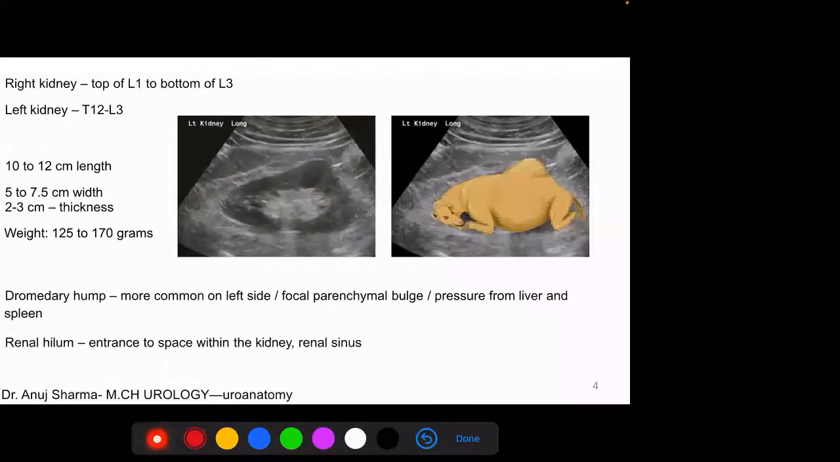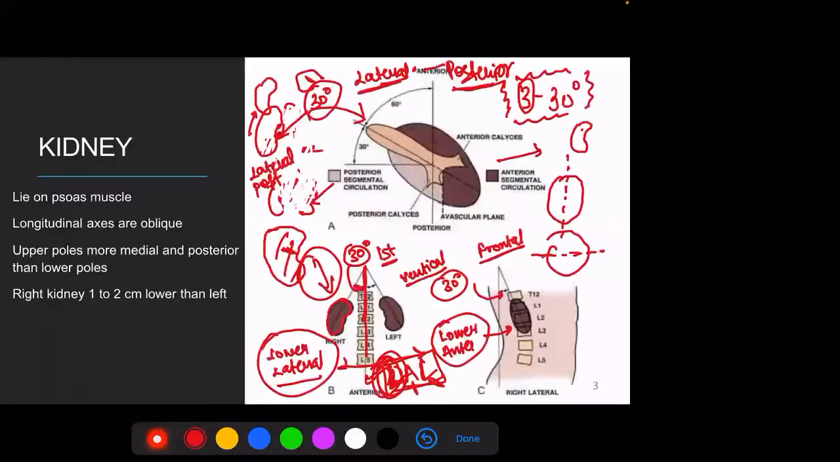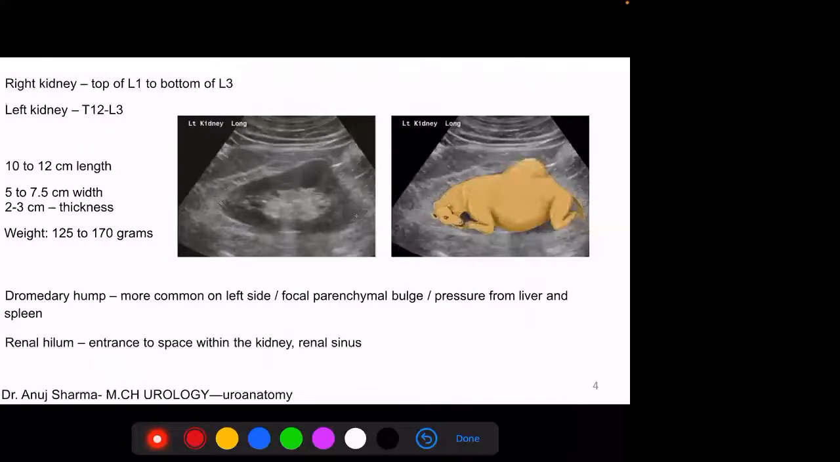So this is about the angles of the kidney, and important questions are asked about these angles several times in the exams. Now, there is one bulge in the kidney about which a question is asked, that is known as the dromedary hump. Dromedary is the name of the camels in the Middle East, and the hump is nothing but a normal parenchymal bulge.